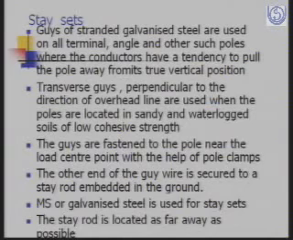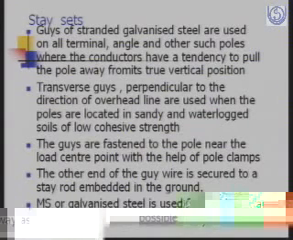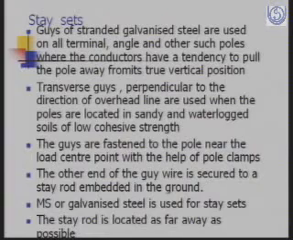The guys are fastened to the pole near the load center point with the help of pole clamps. The other end of the guy wire is secured to a stay rod embedded in the ground. MS or galvanized steel is used for these stay sets. The stay rod is located as far away as possible from the pole.